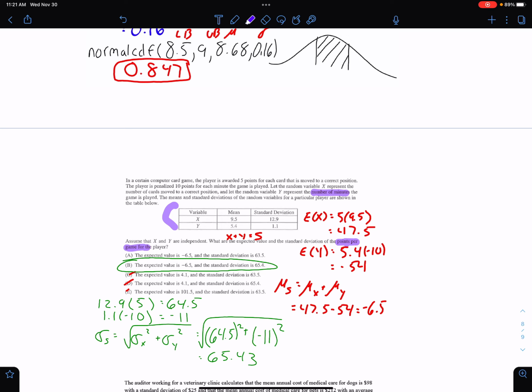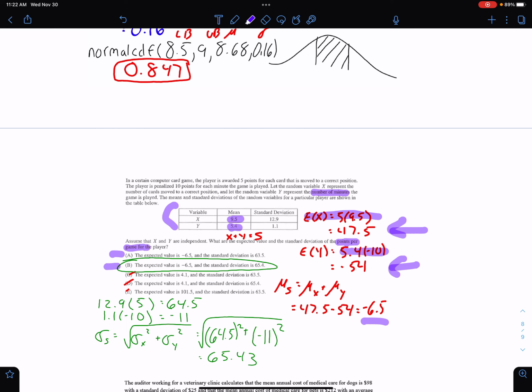So when I want to find the expected value of 9.5 moves, well, each move is 5 points. So that's why I multiplied 9.5 by 5. And then Y is number of minutes. So each minute you get minus 10 points. So that's why over here we do 5.4 times negative 10. So you're on average gaining 47.5 points, but then you're also losing 54 points. So when you add those together for the mean, you should get negative 6.5. So that's why it's either A or B.